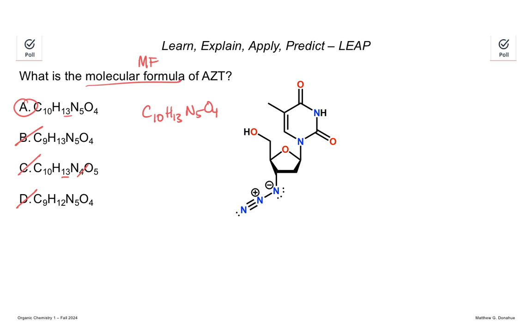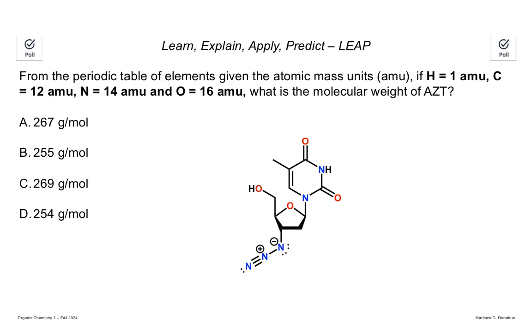And again, it's a way of communicating. There's a name, there's a molecular formula, there's a structure. We're communicating the same thing through those 3 different ways. Now we want to use that C10, H13, N5O4 and calculate the molecular weight of AZT using the atomic mass units from the periodic table as shown.